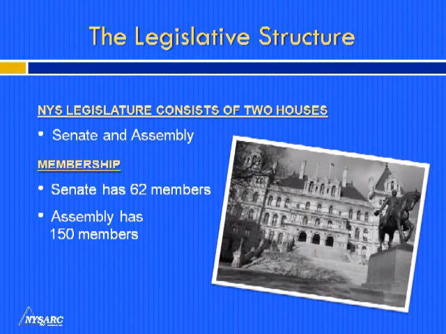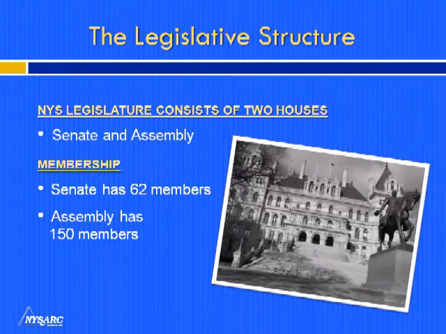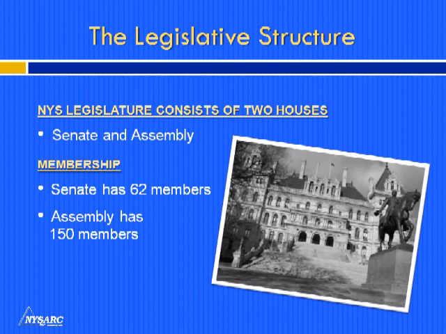First, let's take a look at some legislative basics. The New York State Legislature consists of two houses, the Senate and Assembly. The Senate has 62 members and the Assembly has 150 members. This two-house structure is mirrored in almost all the other states and by the Senate and House of Representatives in Washington.